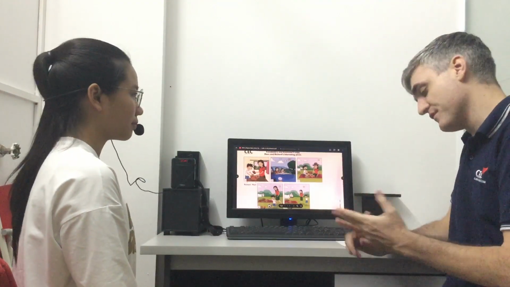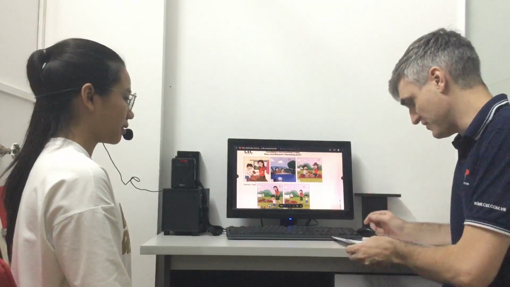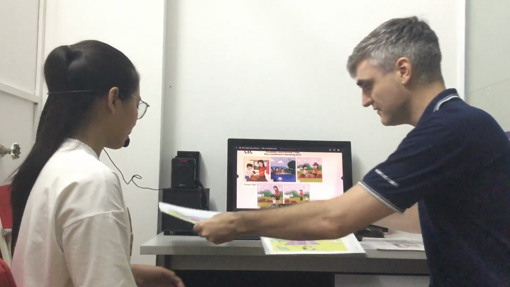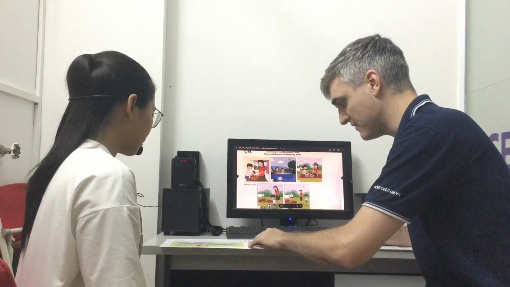Okay, so what we've got is three parts to this test. We've got find the differences, information exchange, and then a picture story. So let's move on to the first part. The first part is find the differences. So we've got two pictures here. What I want you to do is tell me 5 differences.